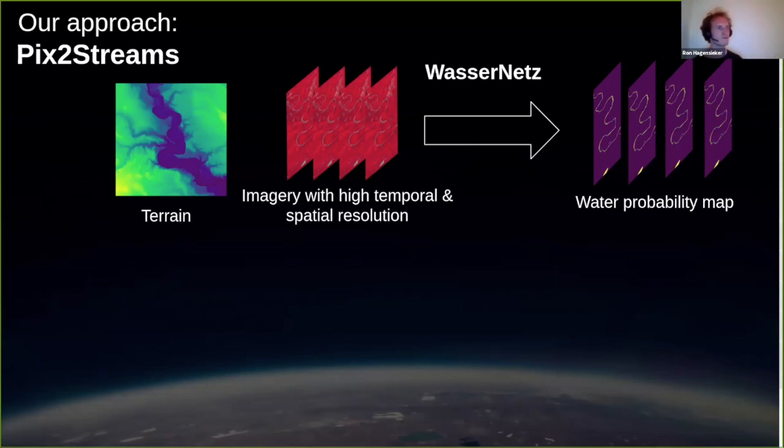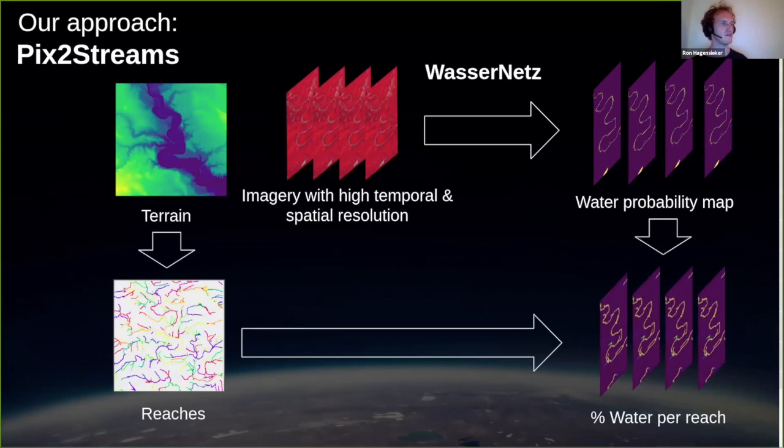We use basically this imagery with high temporal and spatial resolution, as well as terrain data. And in the end, we can create water probability maps, which are derived from the imagery directly. And based on the terrain data, we can derive the reaches, which are based on some watershed and other algorithms, the real flow accumulators. And in the end, we have been juggling with a couple of ways to visualize the data and what is the best to communicate.